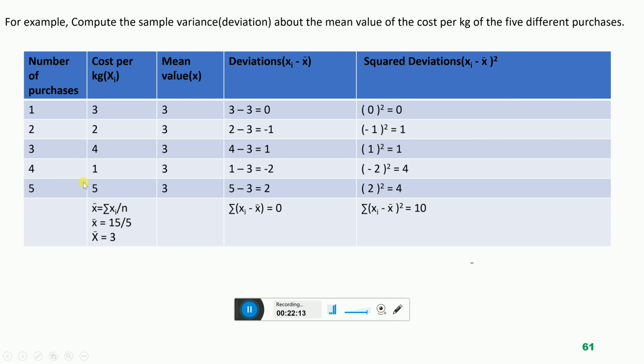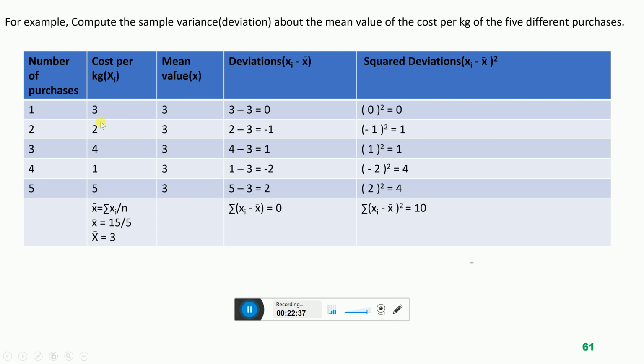So in the very first step we have to find the mean value, because to compute the variance we have to find the difference of each data item of the data set and the mean value of the data set. So data items are given but the mean value is not given. So we have to find the mean value.